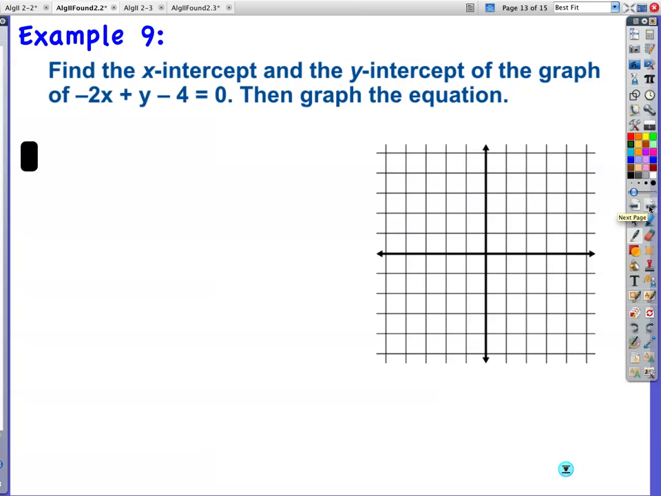Example 9, find the x-intercept and the y-intercept of the graph of negative 2x plus y minus 4 equals 0. Now, basically, if you put in 0 for x, the y value you get out will be your y-intercept, and vice versa. Here's what I'm going to suggest. I think we should go straight to standard form. You don't have to. There might be some of you who feel comfortable without, but I'm going to rewrite this. Negative 2x plus y equals, I'm going to add 4.